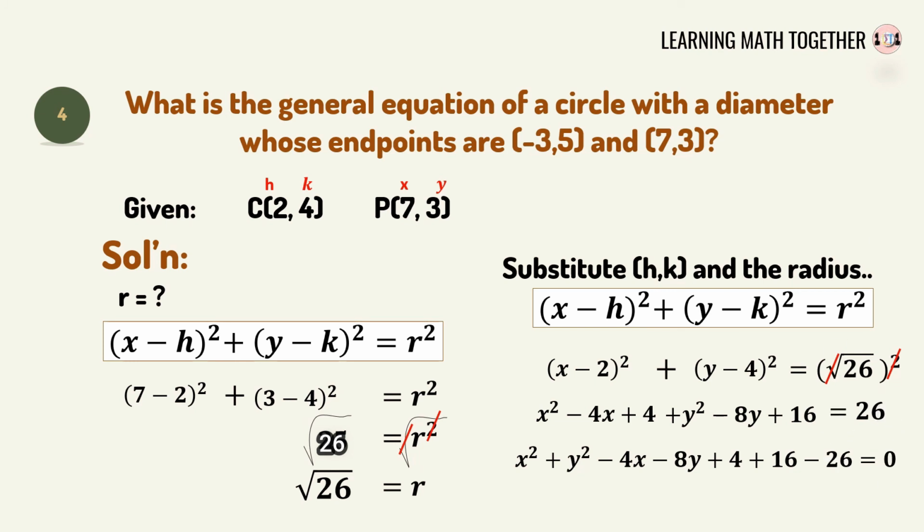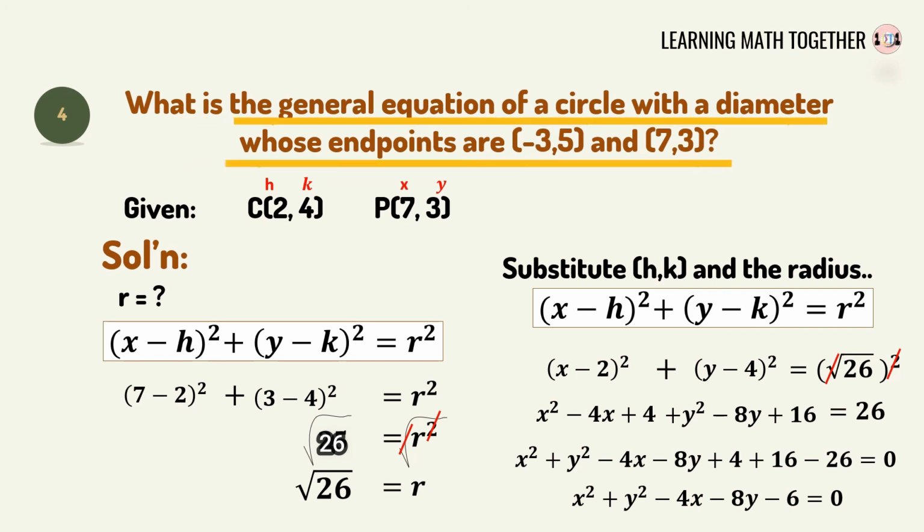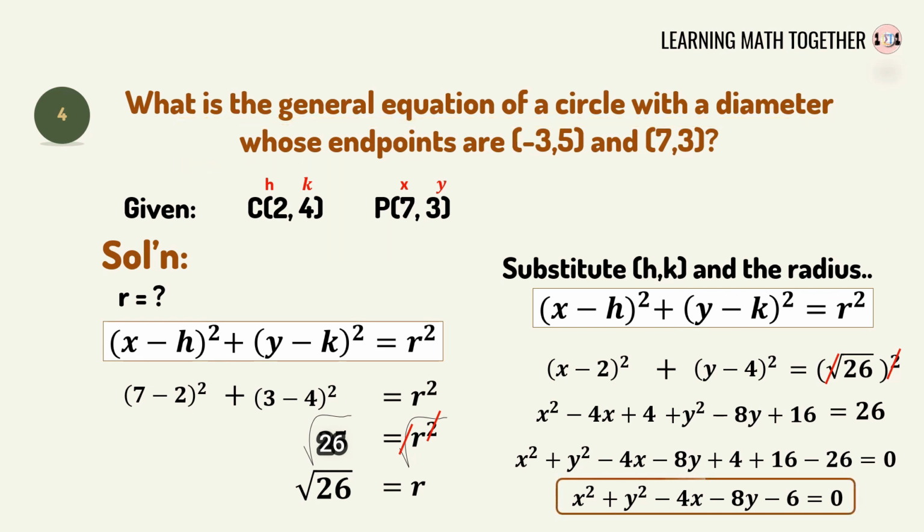And then let us simplify further. We have x squared plus y squared minus 4x minus 8y, and then 4 plus 16, that is equal to 20. And then 20 minus 26, that is equal to -6. So the equation of a circle with the diameter whose endpoints are (-3, 5) and (7, 3) is x squared plus y squared minus 4x minus 8y minus 6 equals 0.